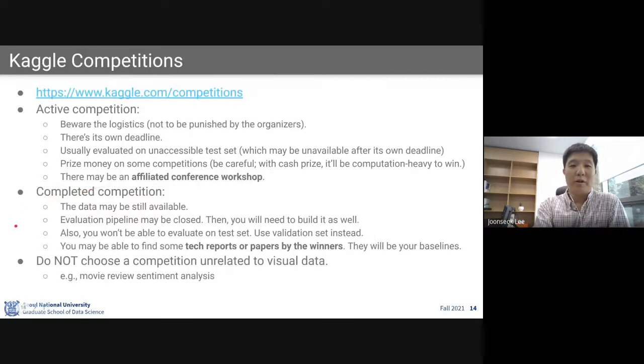Also, there are a lot of completed competitions. Even though it's not active, you can sometimes still download the data set and do the project using that data set. You cannot be officially on the leaderboard or get the cash prize, but you can still use the data set for our projects. Lastly, please do not choose a competition unrelated to visual data, for example, movie review sentiment analysis. This is pure NLP or data mining, but it's not related to computer vision.